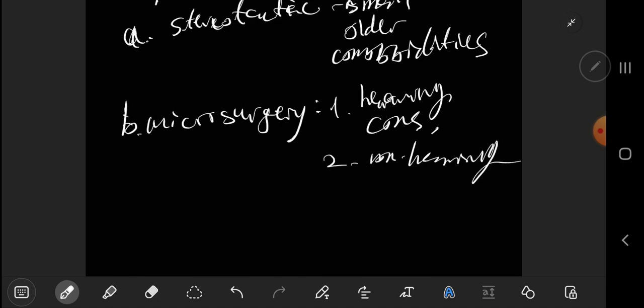It changes how the tumor is approached. The hearing preservation approach is from the middle cranial fossa or retrosigmoid approach, and the non-hearing preserving is the translabyrinthine approach. So the approach is different.